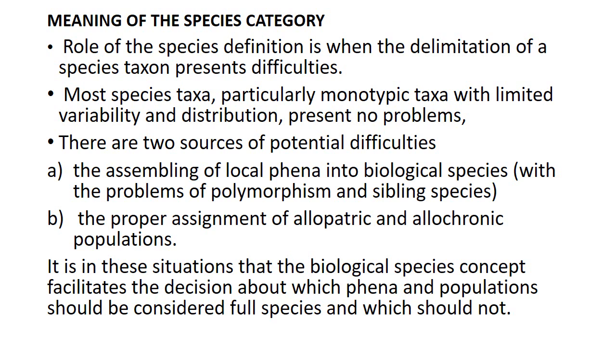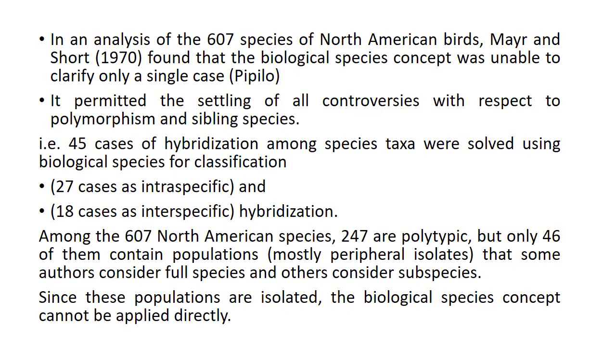This can also be facilitated by inference or logical judgment, which can only be done through observation, and especially by a person who is working in the field of wildlife. This is more reliable than anything else one can expect. In an analysis of 607 species of North American birds, Mayr and Short found that the biological species concept was unable to clarify only a single case. It permitted the settling of all problems and controversies with respect to polymorphism and sibling species. 45 cases of hybridization among species taxa were solved using the biological species concept: 27 cases as intraspecific and 18 cases as interspecific hybridization.